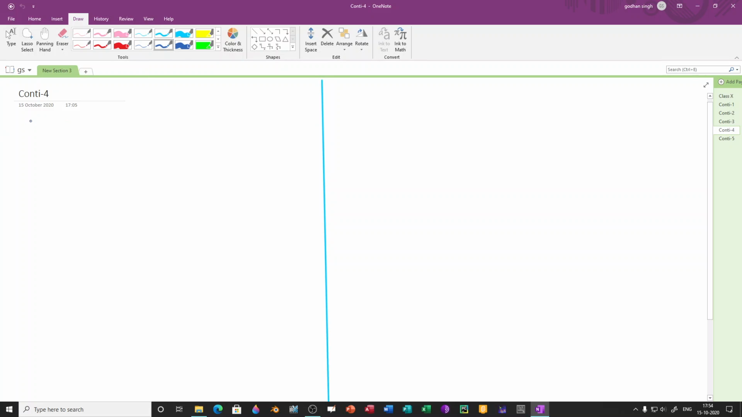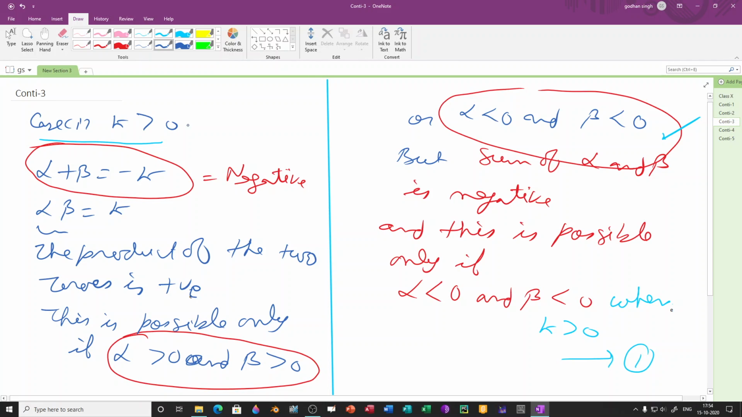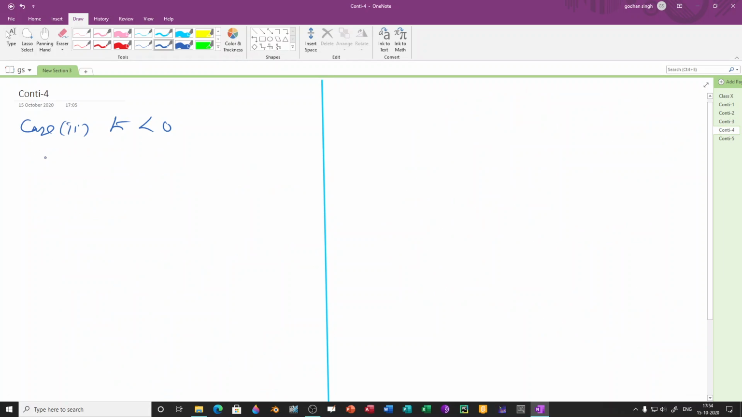So case 2 now, case 2 will take k is less than 0. Like in case 1, we will do the same. So alpha plus beta equal to minus k, and alpha into beta equal to k. Now here k is negative, so minus k will be positive, because negative of negative is positive, and alpha into beta equal to k, that is k is less than 0, that means it is negative.